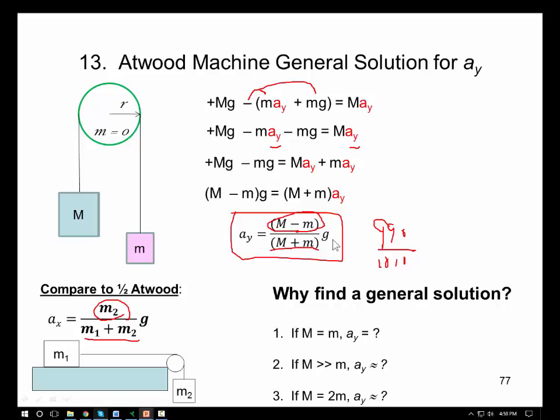Now, I'm not recommending that you ever memorize these general solutions we're coming up with, because we're going to find general solutions for probably 100 different things in this course. All you need to know to solve this is the techniques that we're using, the 5-step process, and using free body diagrams. And you can come up with this in 5 minutes or less.